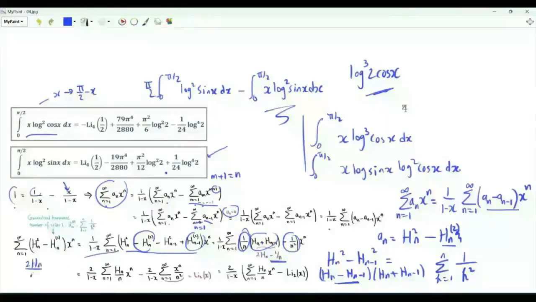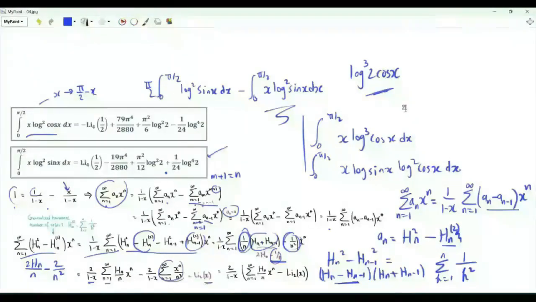So this bracket is 2H_n over n minus 1 over n squared minus 1 over n squared, that's minus 2 over n squared. This sum, or generating function, is equal to 2 over 1 minus x summation over positive integer n of H_n x to the n over n minus 2 over 1 minus x summation over positive integer n of x to the n over n squared.